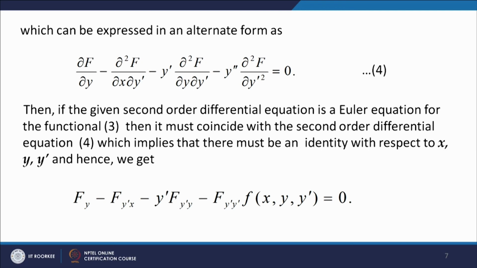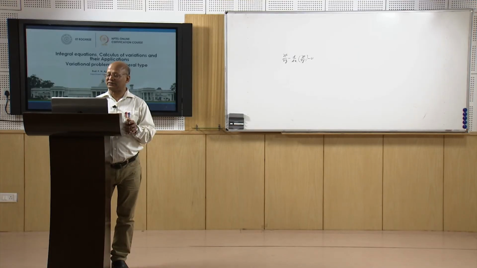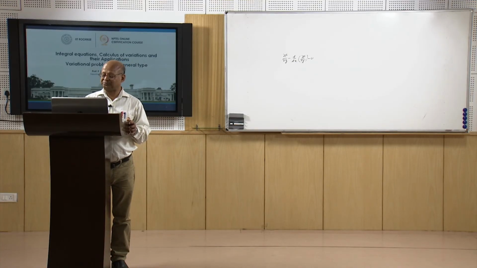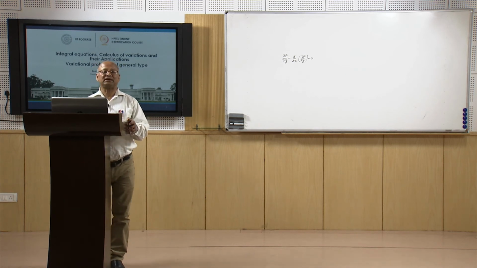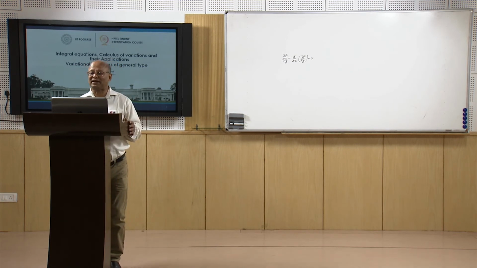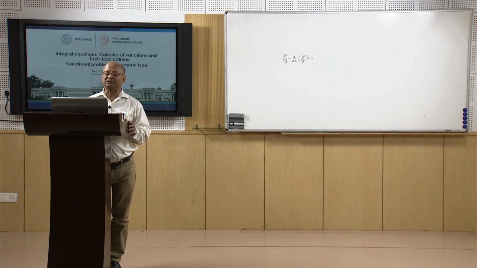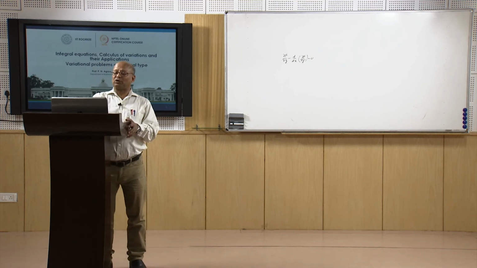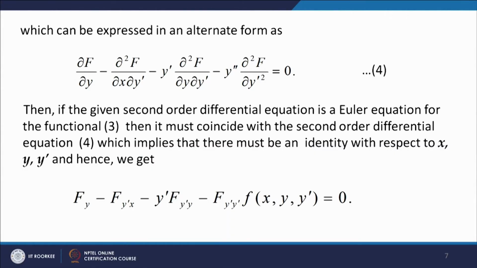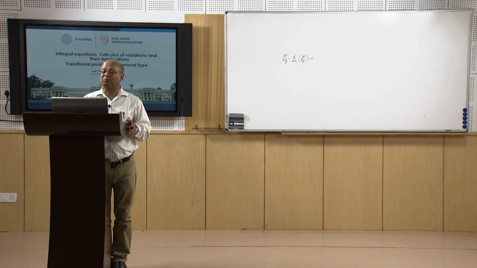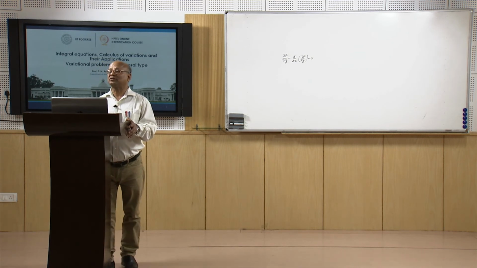So if the given second order differential equation is an Euler equation for the functional given by 3, then it must coincide with the second order differential equation, equation number 4, which implies that there must be an identity with respect to x, y, y'. So equation 4 will then become f_y − f_y'x − y' f_y'y − f_y'y' y'', and then this y'' we shall replace by f(x, y, y'), which is given to us: y'' = f(x, y, y').